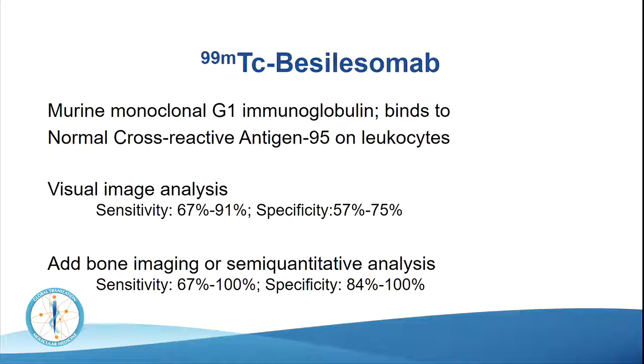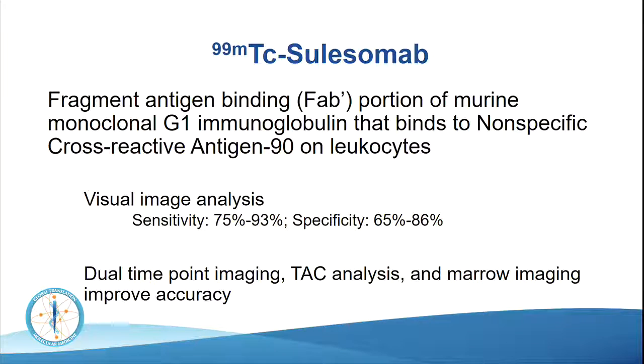There are alternatives to in vitro labeled white cell imaging. People have used the anti-granulocyte antibody Tc-99m besilesomab, which is a murine monoclonal IgG1 immunoglobulin. With visual analysis, sensitivity has ranged from 67 to 91%, and specificity from 57% to 75%. By performing bone imaging in addition to besilesomab imaging or using semi-quantitative analysis, sensitivity is about the same and there is an improvement in specificity. Sulesomab is a fragment. It binds to the nonspecific cross-reactive antigen 90 on leukocytes. With visual image analysis, sensitivity and specificity are variable; dual time point imaging, time activity curve analysis, and the addition of marrow imaging improve the accuracy of the test.